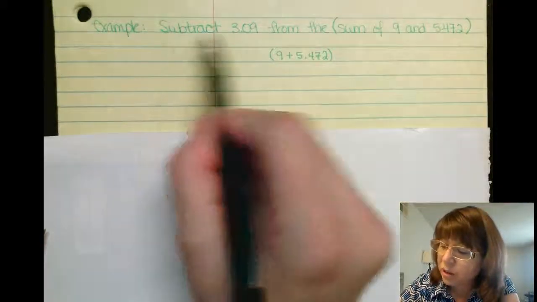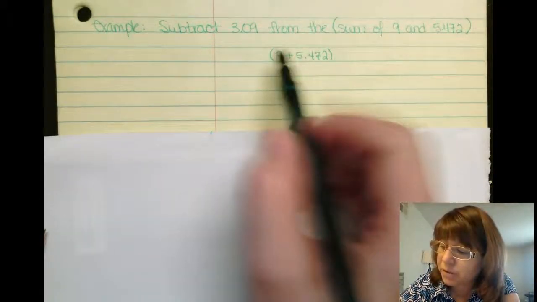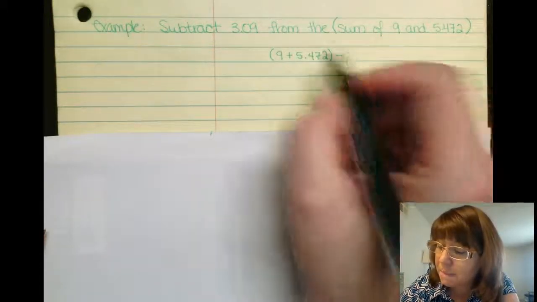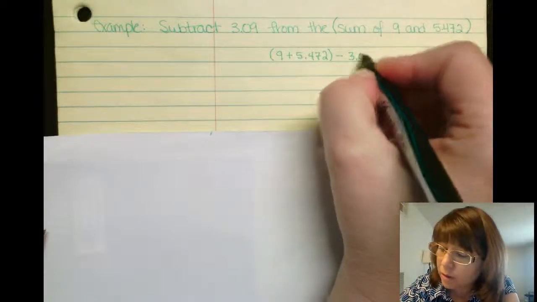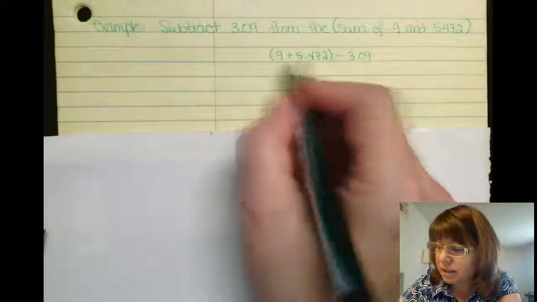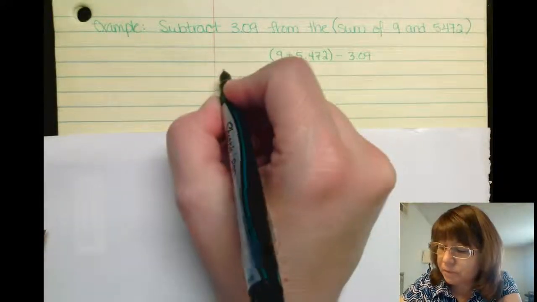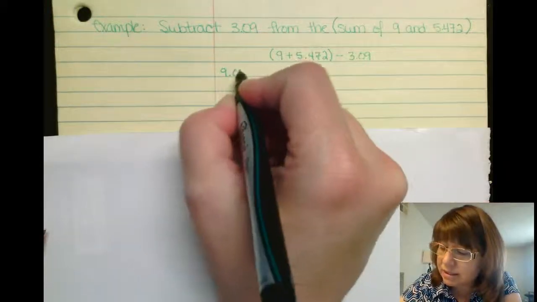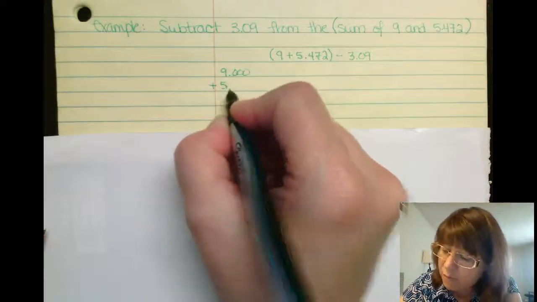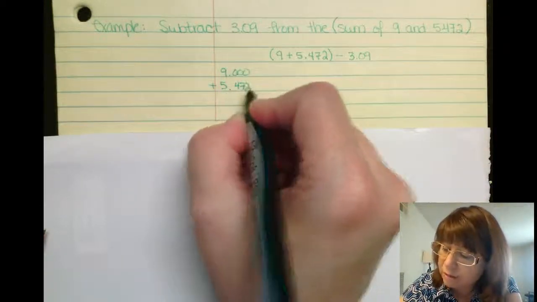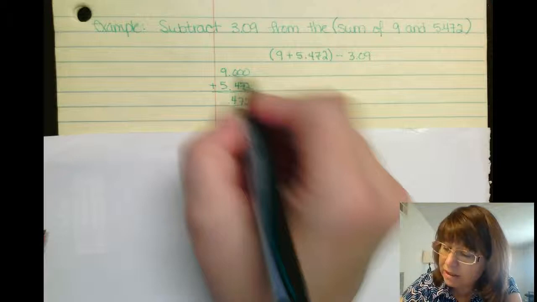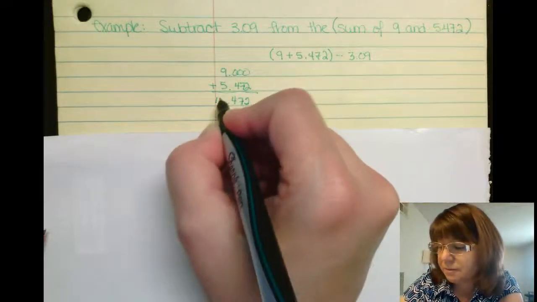And I'm going to subtract 3.09 from the sum. So if it's taken from the sum, it's going to be the sum minus 3.09. So now that I have my problem set up, I'm going to treat it individually, parentheses first, 9.000, I'm just getting my placeholders there, plus 5.472, that's going to be 14.472. 9 plus 5 is 14.